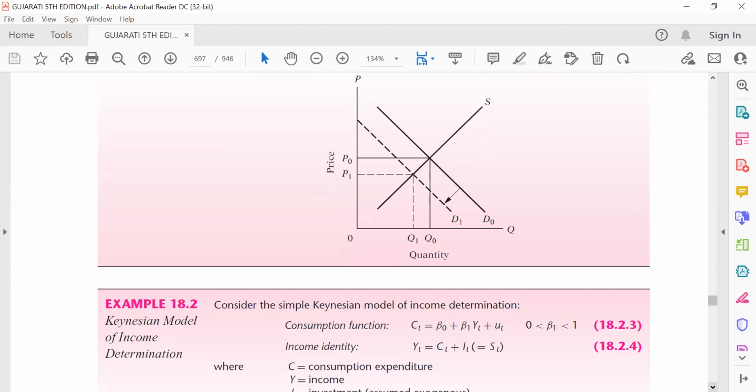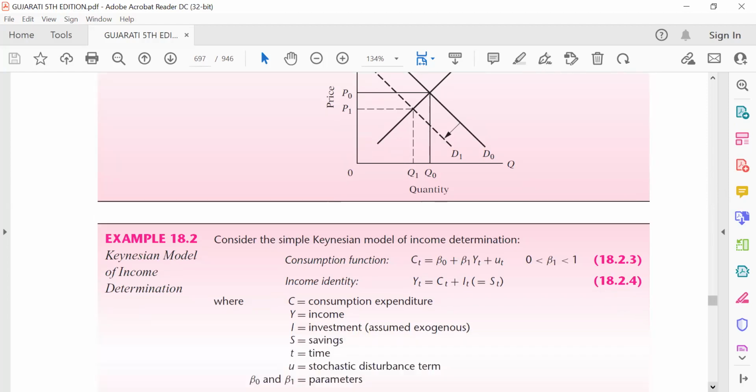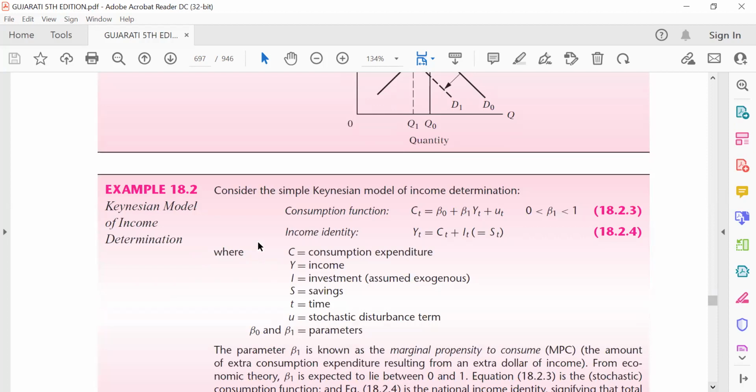Okay, in this one, the Keynesian model of income determination, we have only two sectors here: household sector and private sector. C is consumption expenditure, Y is income, I is investment, S is saving, T is time, mu is the stochastic distribution.